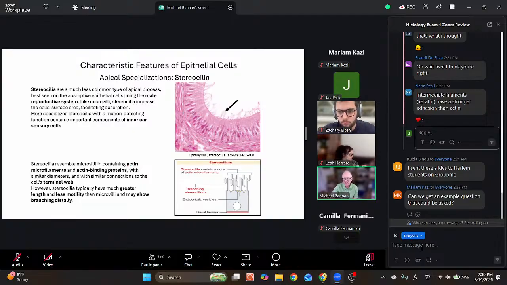A couple of contrasting features of stereocilia: they contain microfilaments that are active, just like the microvilli, but they're much longer than the microvilli, and they have a branched morphology. Remember, microvilli are just straight, but the stereocilia are longer and they have a branched morphology. And because they're longer, you can actually see them at high power on light microscopy. Okay, you don't have to look at them at an electron microscope. Stereocilia are longer than microvilli, but they're less motile. Okay.